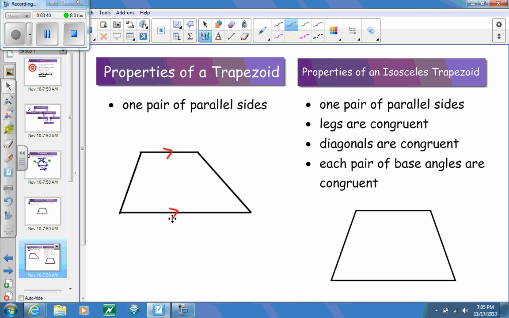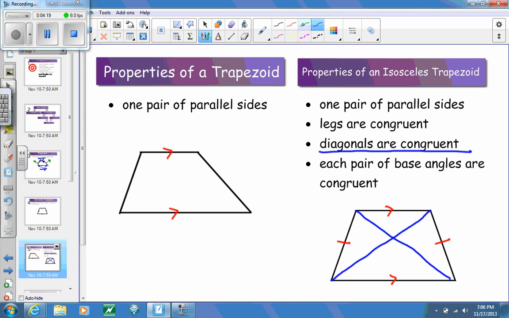Now, an isosceles trapezoid has a little more information to it. Not only does it have one pair of parallel sides, we just talked about how the two legs are congruent to each other. And then what else can happen here, and I mentioned this when we were talking about rectangles, is that the diagonals are congruent to each other. One thing that does not happen is that, because a trapezoid is not a parallelogram, the diagonals do not share a common midpoint, so we have to be really careful about that.